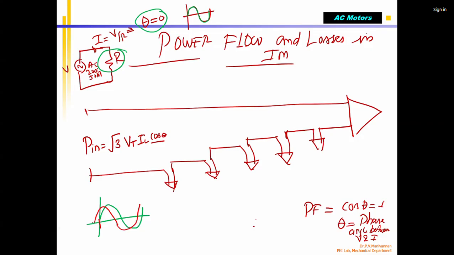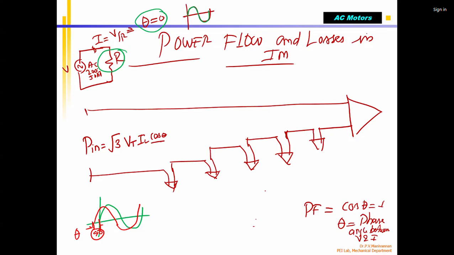So this angle, 90 degrees, will be there. Correct? The angle between the current and the pure inductance is called theta. So cos theta, cos 90, you can see that it will become 0. Correct? Cos 90 equals 0. That means that is called reactive power. Generally, it is not acceptable, but that happens if it is a pure inductance.